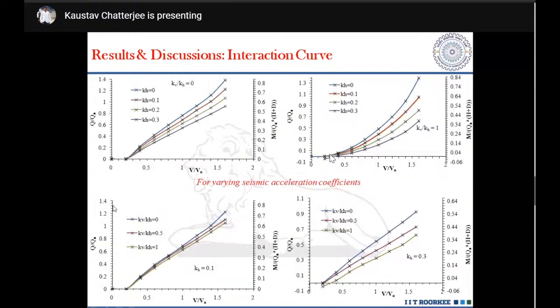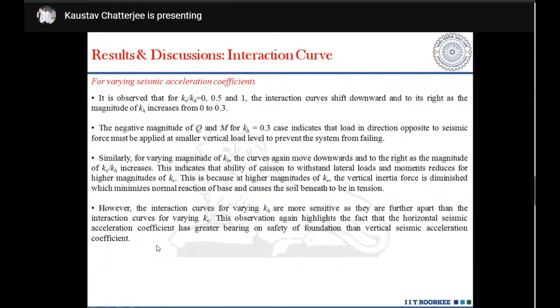Same thing we have seen over here for different seismic acceleration coefficients. That is, for kV by kh is 0, then kV by kh is equal to 1, for different kh from 0 to 0.3. Similarly, for kh equal to 0.1 and 0.3, for different kV by kh from 0 to 1. So what we see from this graph, interaction for kV by kh equals 0, 0.5 and 1.